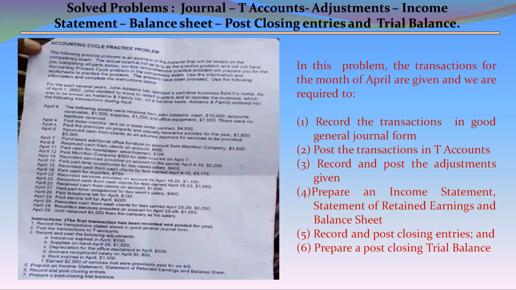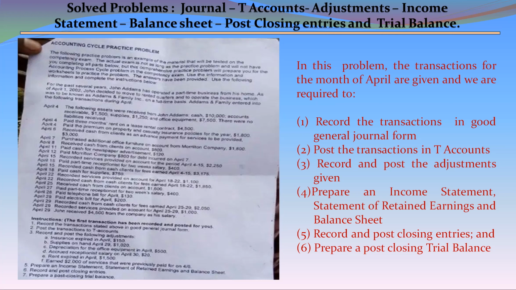April 4. The following assets were received from John Adams: cash 10,000, accounts receivable 1,500, supplies 1,250, and office equipment 7,500. There were no liabilities received. April 4. Paid 3 months rent on a lease rental contract, 4,500. April 4. Paid the premium on property and casualty insurance policies for the year, 1,800.